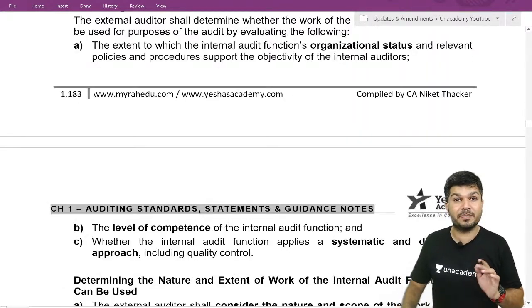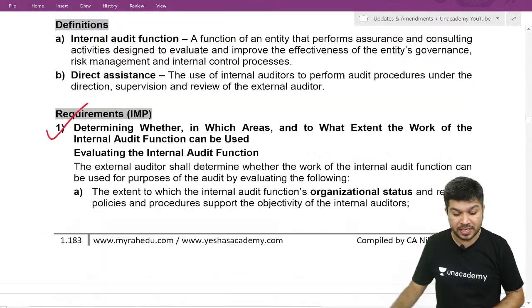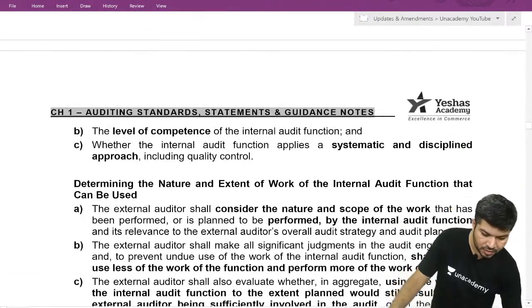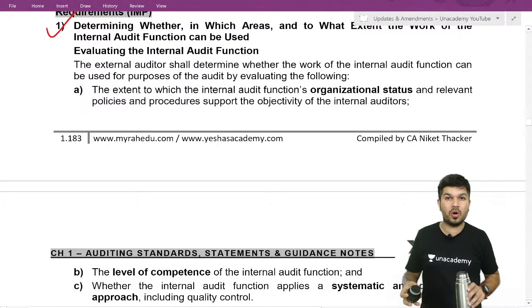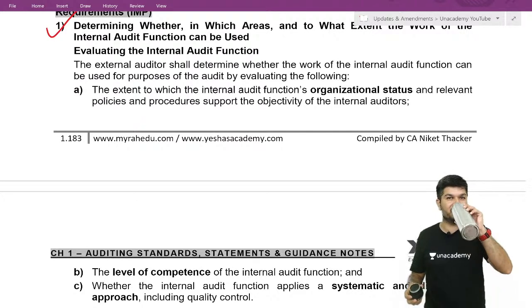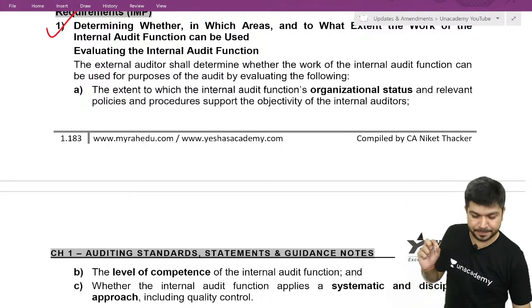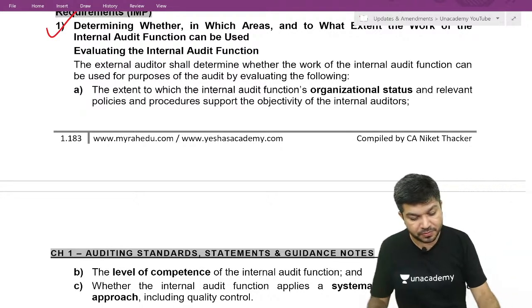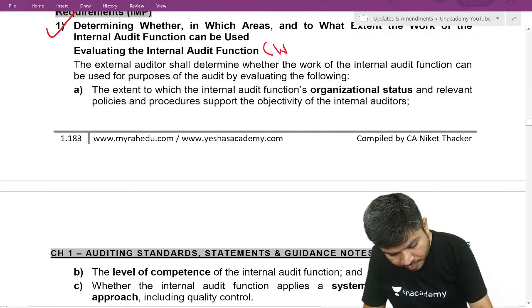Again, there can be 4 separate questions. You need to understand what is asked and answer accordingly. Okay, first, determining whether, which areas, what extent the work of the internal audit function can be used. First, I come to the word whether. So, determining whether the work of the internal audit function can be used.